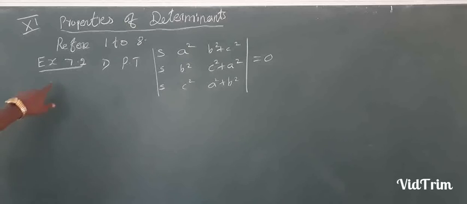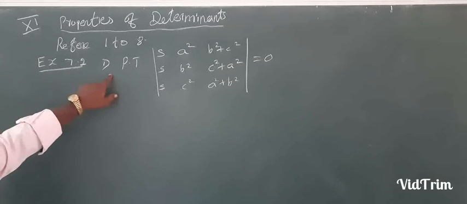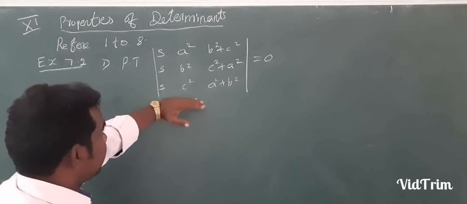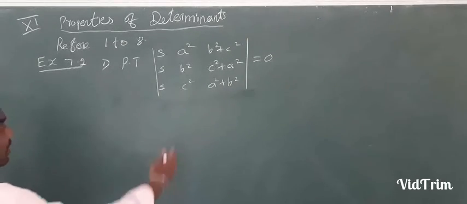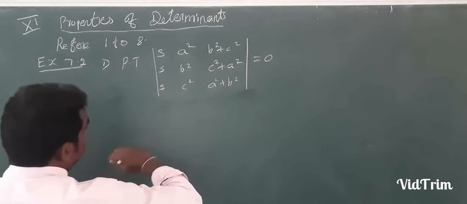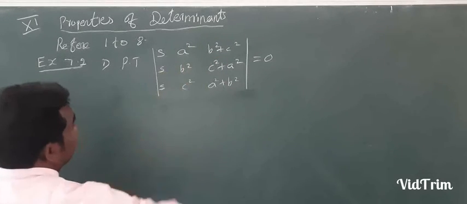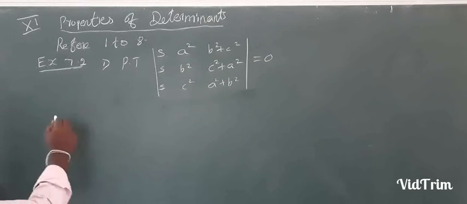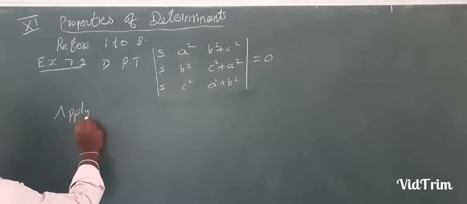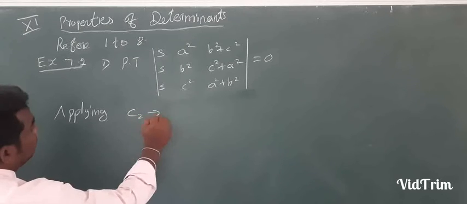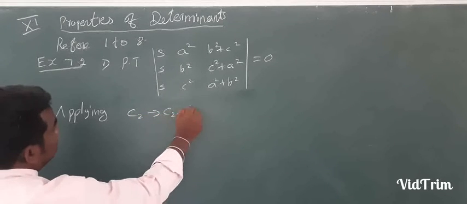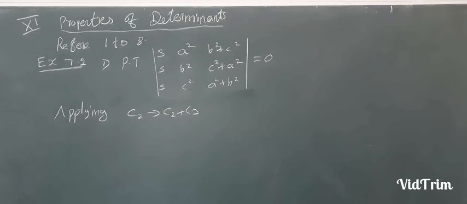Next, we have to see exercise 7.2, first sum. Prove that the 3 cross 3 determinant value is 0. Look at the second and third columns. They are arranged like a square plus b square plus c square. So you write, applying C2 becomes C2 plus C3. Then it will become a square plus b square plus c square.